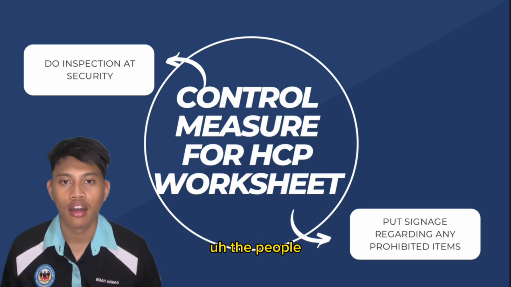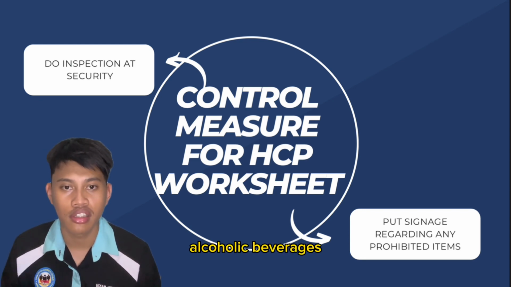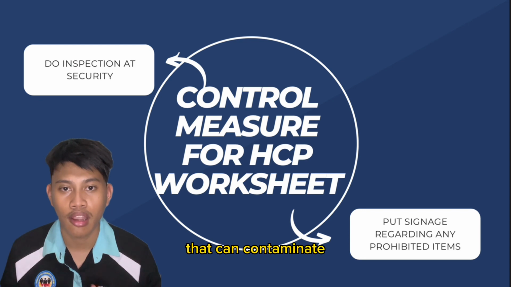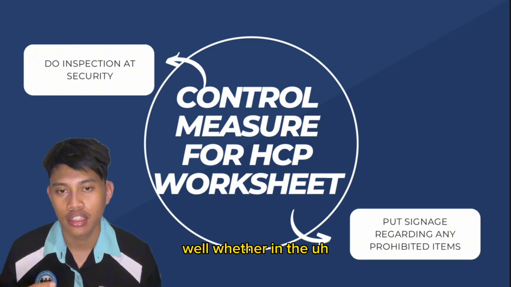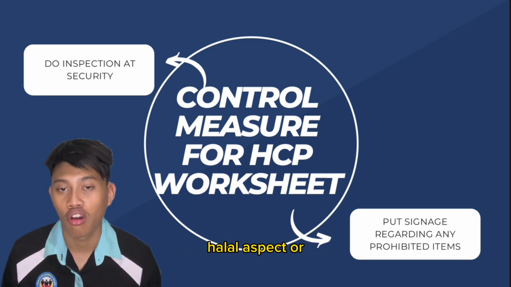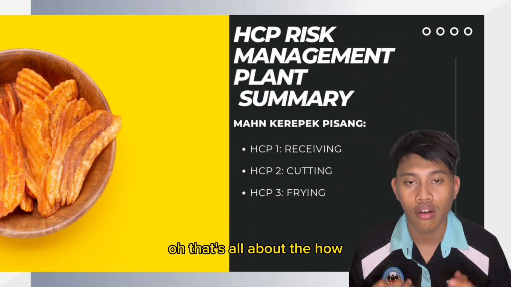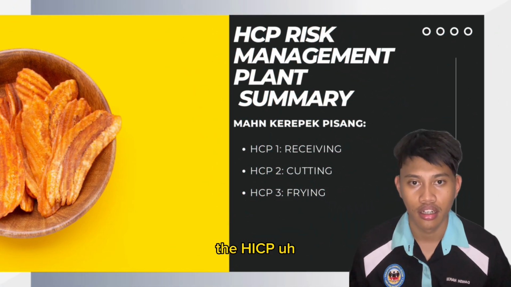For example, people cannot bring alcoholic beverages, pork, any non-halal material, or any item that can contaminate our product, whether in the halal aspect or the toyyiban aspects. So that's all about how to identify the HCP for the product.